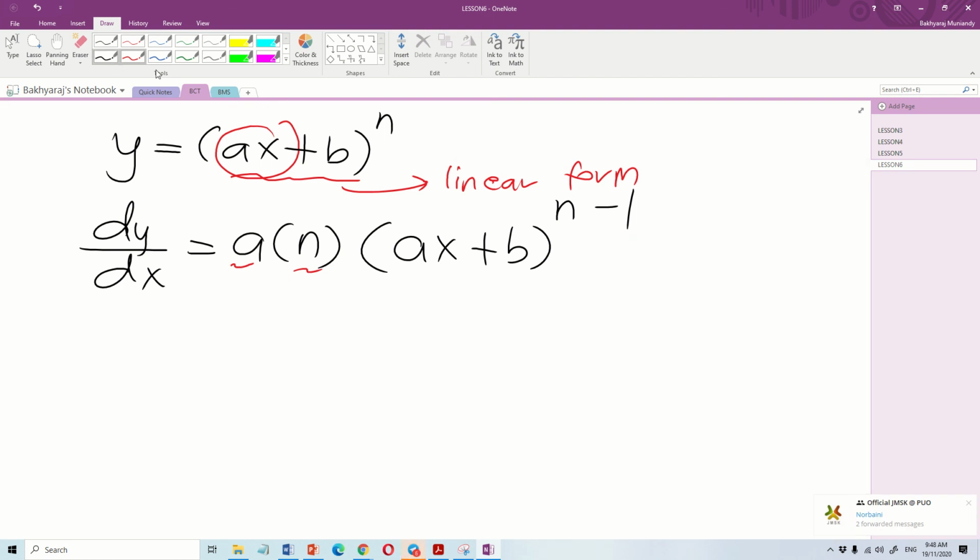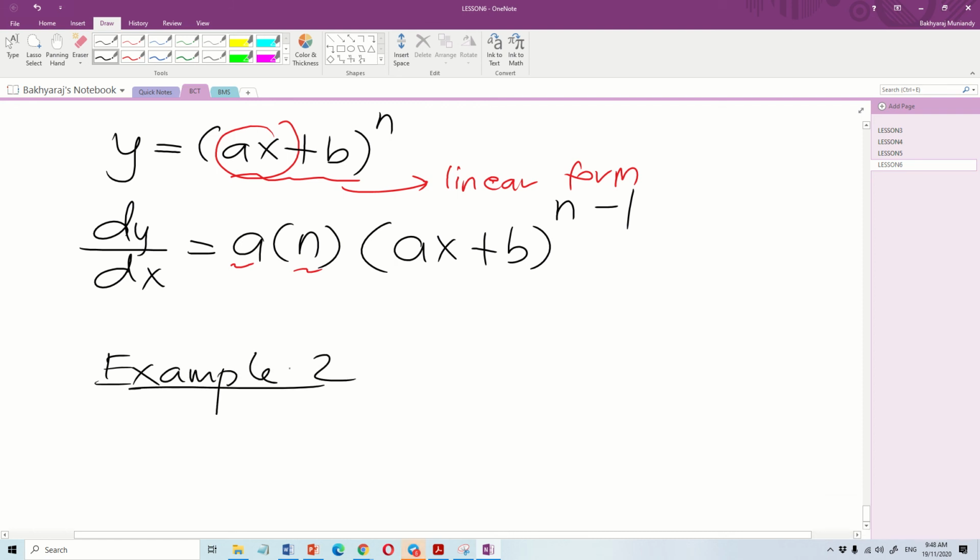Okay, so kita cuba example dia, example 2. Yang tadi semua example 1. Ini kita pergi example 2, question number 1. Okay, let's say I want to try this. y equal 2x plus 3 power of 4. Saya nak cuba soalan ni.